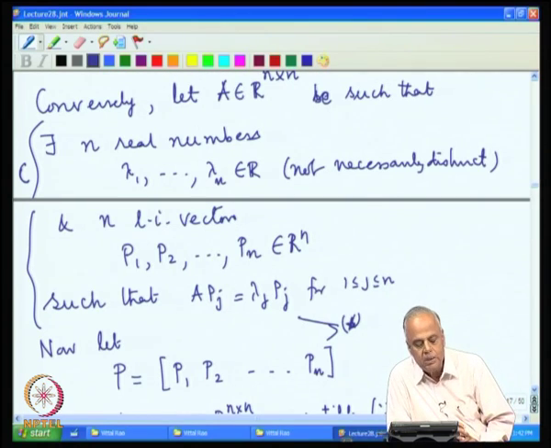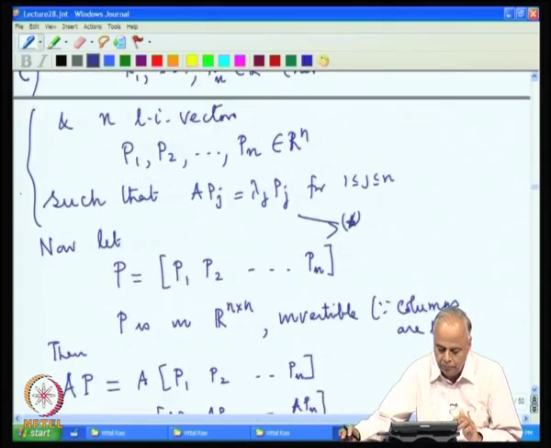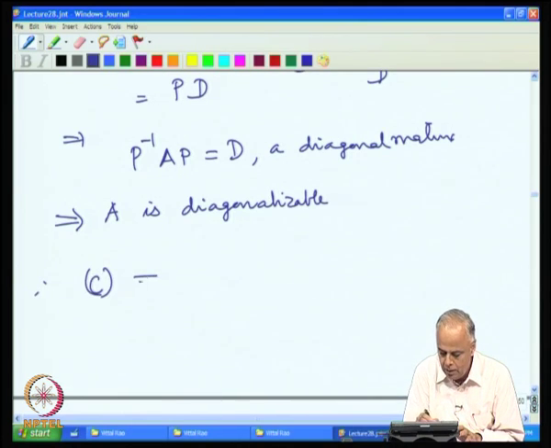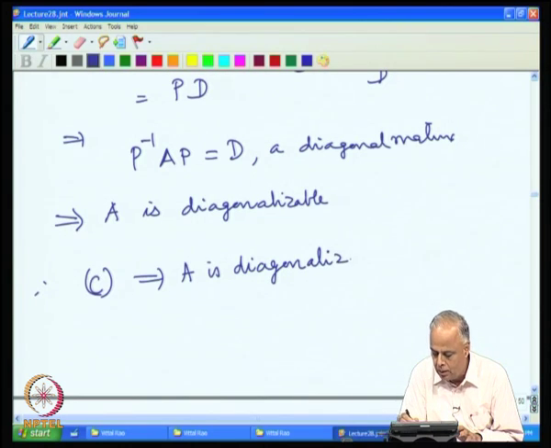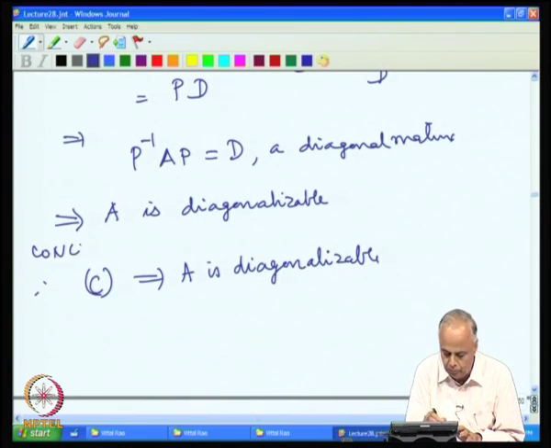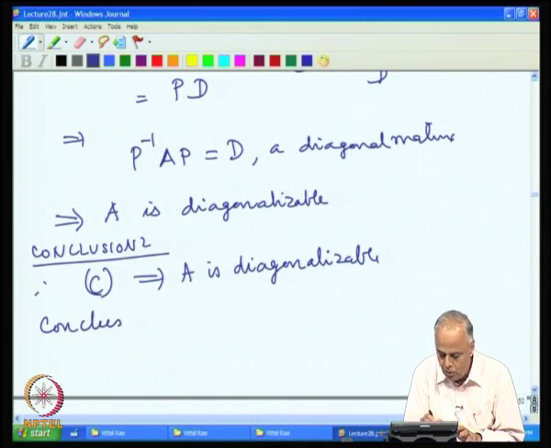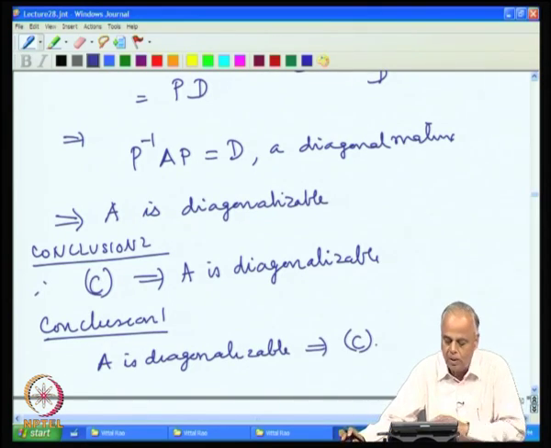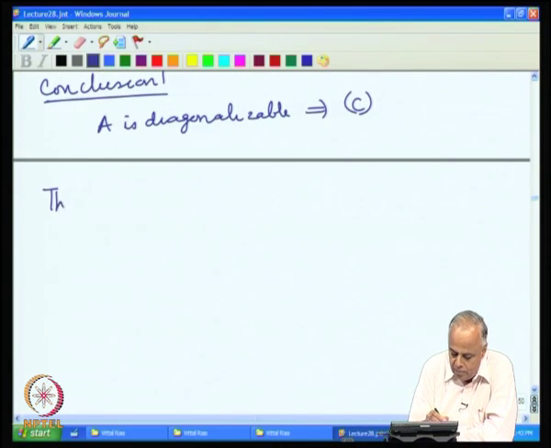What are those conditions? There are n real numbers and n linearly independent vectors such that A p j is equal to lambda j p j. What we have seen now is that C implies A is diagonalizable, and this was conclusion 2. Conclusion 1 was nothing but A is diagonalizable implies condition C, and therefore, combining the two, we get the theorem.